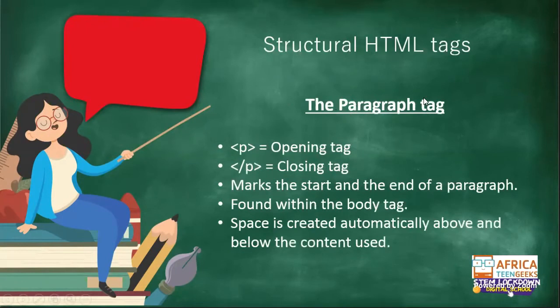The next structural tag we get is a paragraph tag. Now, one thing you'll notice about all the tags is that all of them are in lowercase. All the ones we've done so far are in lowercase. So please make sure that when you are working with Notepad++, you use lowercase for your tags. Now we've got a paragraph tag over here. The paragraph tag is represented by a p being the opening tag and a /p being the closing tag. This marks the start and the end of a paragraph, and it is found within the body tag. Then a space is created automatically above and below the content used.